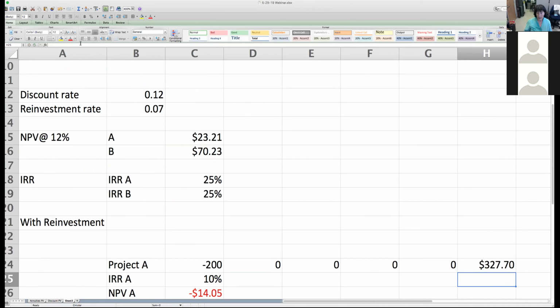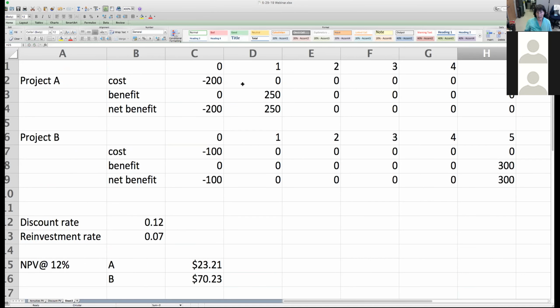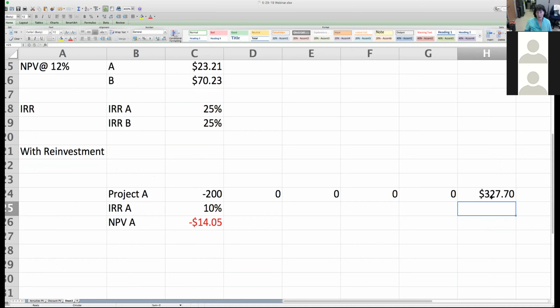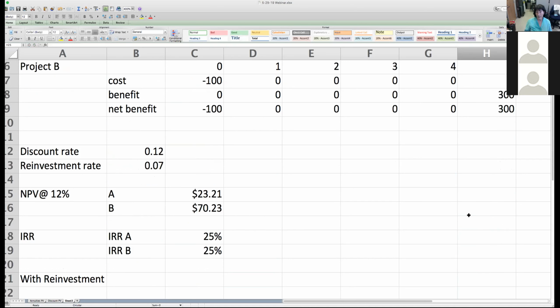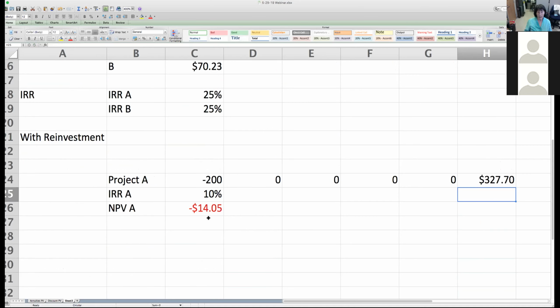So when I do that, I'm simply saying, okay, if I had this 200 invested, it got me 250, I reinvested at 7%. At the end of year 5, I'm going to have $327.70. So now we can compare this project A with this project B because everything has got the same time frames. We're very clear on what we're doing. The IRR now is 10%, and the NPV is a minus 14.05. And that brings it home on why project B is so much better of an investment.